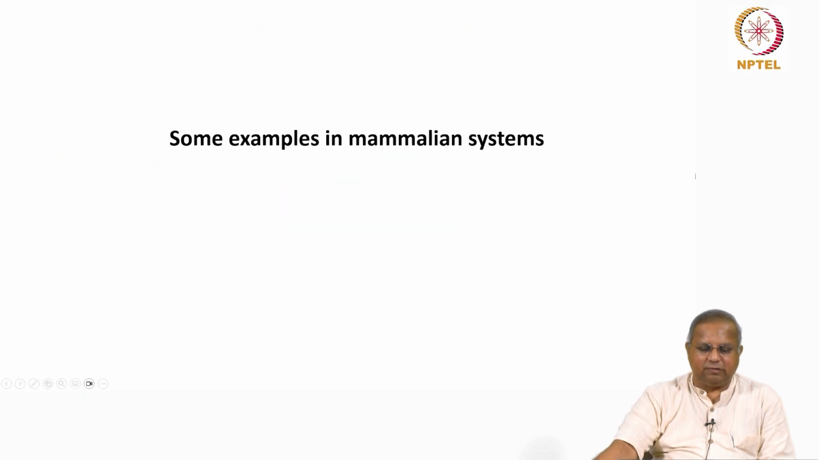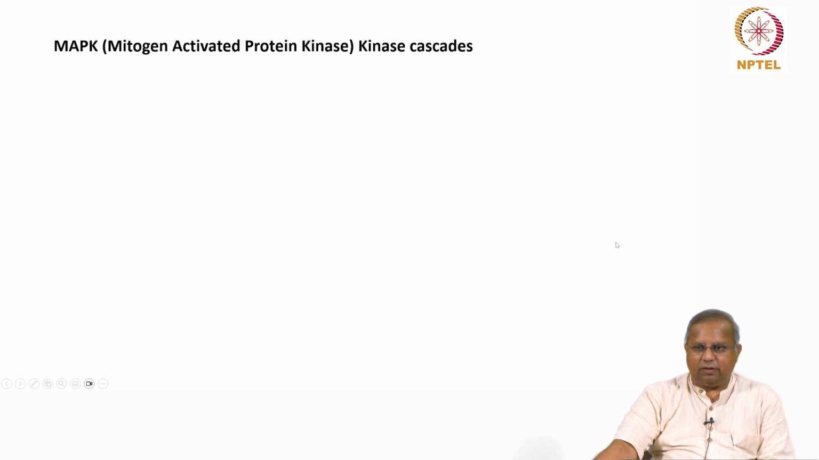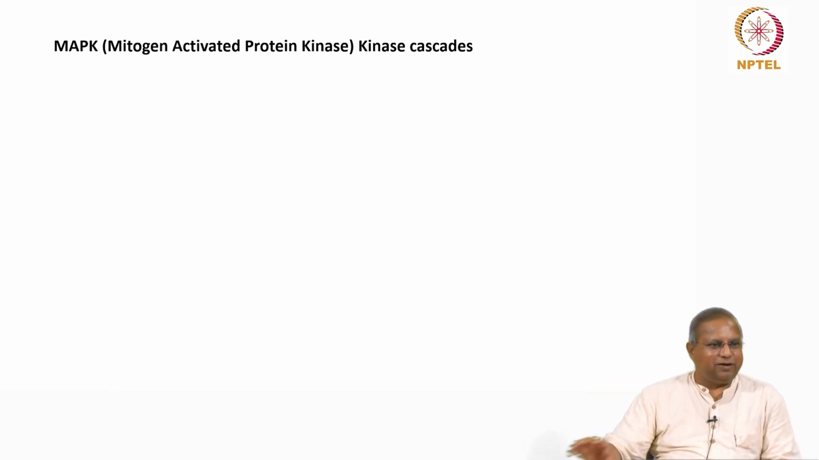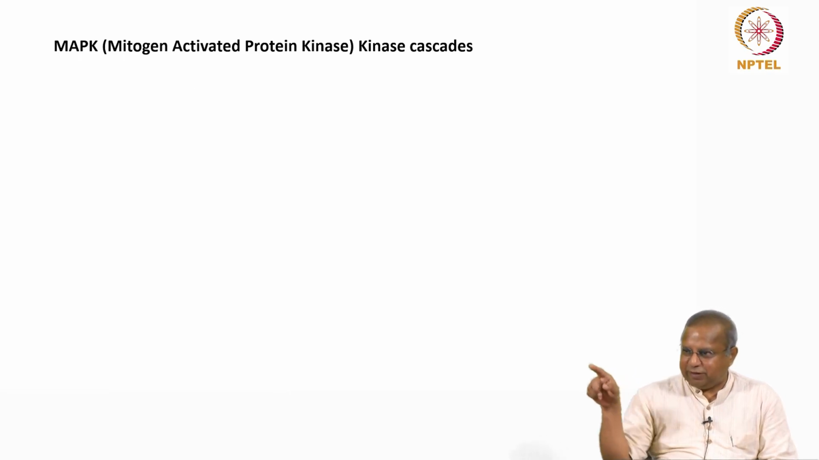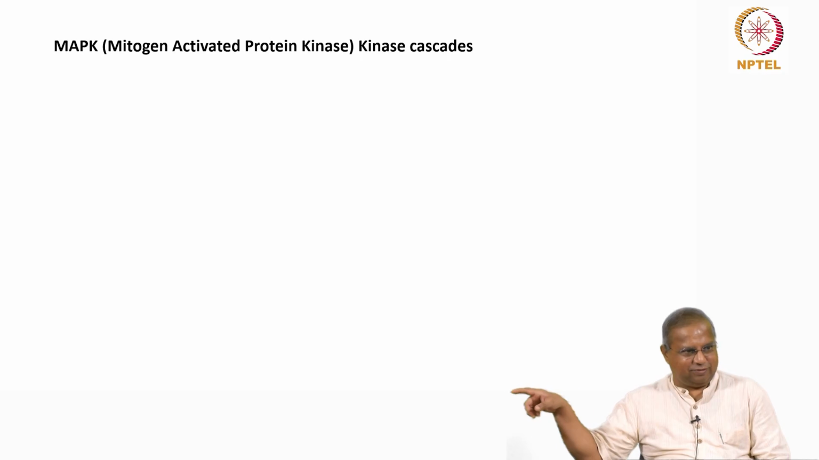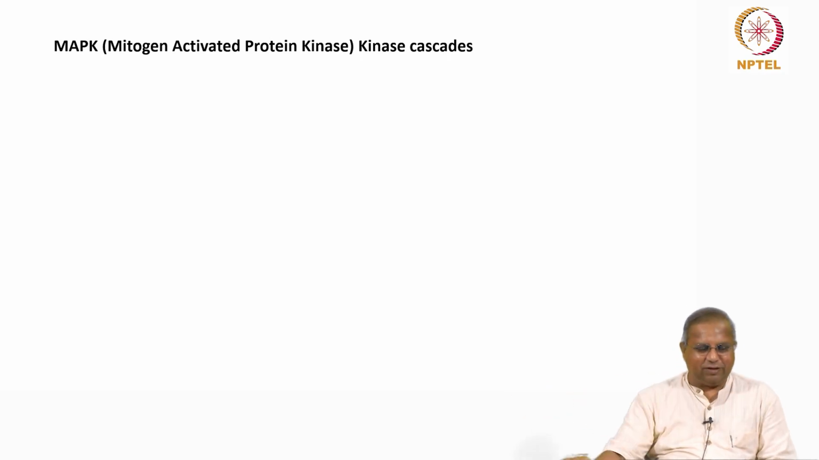Now, let us look at some examples in mammalian systems. The mammalian system gets a little roundabout, but let us try to follow it. MAPK, you all know MAPK, mitogen activated protein kinase cascades. In MAPK kinase cascades, MAPKKK activates MAPKK, and that activates MAPK. That is the way it happens, right? You recall all that. Good.